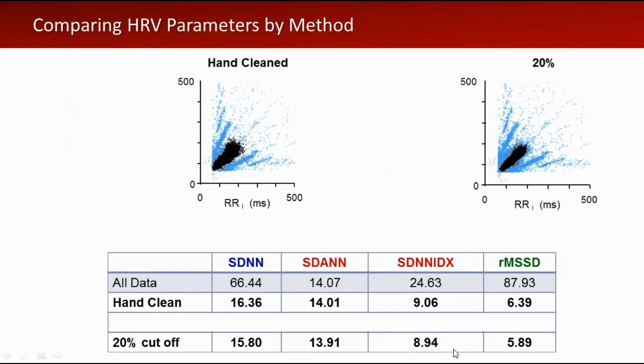So again, just to point out, we're getting a nice consistency between what we consider the gold standard for heart rate variability cleanup and this 20% cutoff method using Data Insights.